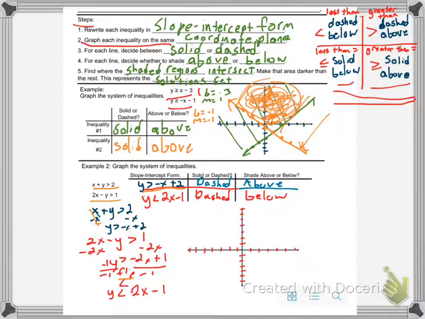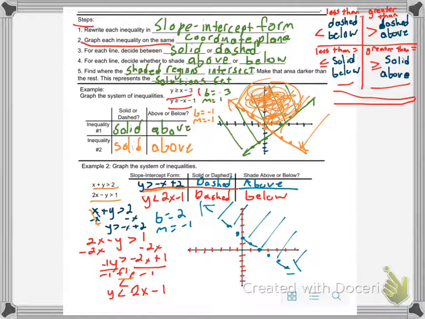My first equation here, my b is 2, my m is -1. So I'm going to graph it. Alright, so I start at 2. Go down 1 over 1. Down 1 over 1. Up 1 over 1. Alright, we know it is a dashed line, and it's shaded above.